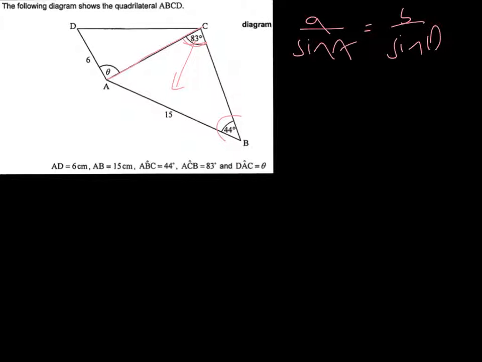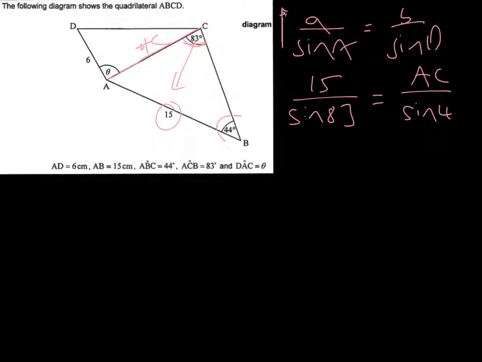So here we are trying to find the side, so we would use the version of the formula with the side at the top. So if we put it in the context of this question, we need to start off by looking at the side that we have and the angle opposite it. So the side we have is 15, and the sine of the angle opposite is going to be sine 83, and we know that that is going to be this length here, AC, over sine 44. And if you rearrange that, you end up with AC is equal to 10.5.